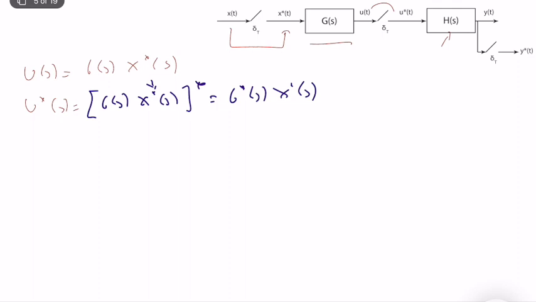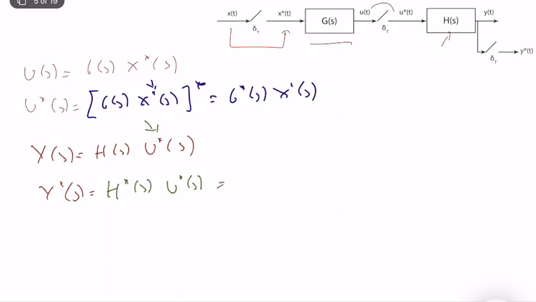Then let's move on. Y of s is equal to H of s times u star of s. Let's sample and obtain y star of s. Since we have already star here, what we can do is H star of s times U star of s, which is equal to H star of s, G star of s, x star of s.